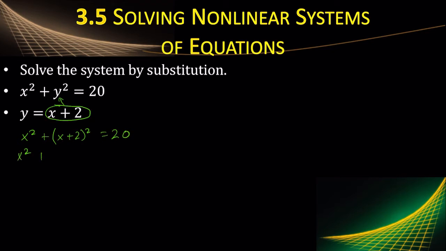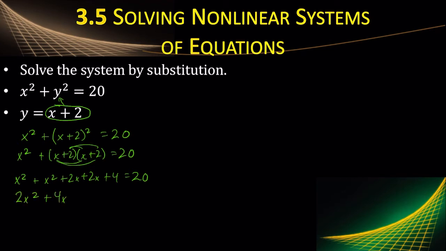Now when you square x plus 2, that is x plus 2 times x plus 2. So it would be x times x, x times 2, 2 times x, and 2 times 2. If I collect like terms, it looks like it's 2x squared plus 4x plus 4. And as you can see, this is quadratic. So let's get everything on the same side. Let's subtract the 20. So 2x squared plus 4x minus 16 equals 0. So now we're set up.